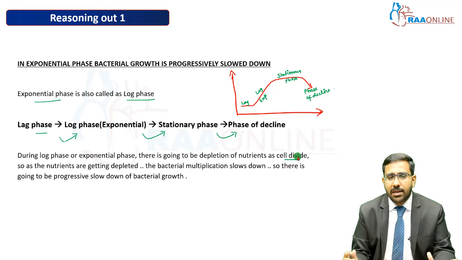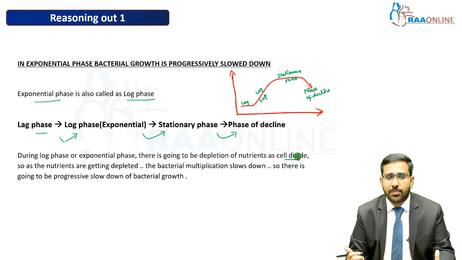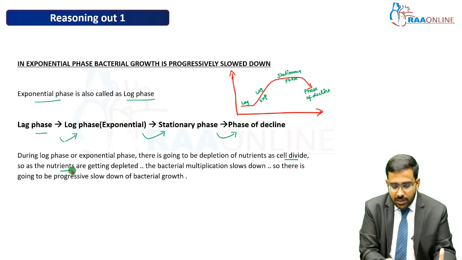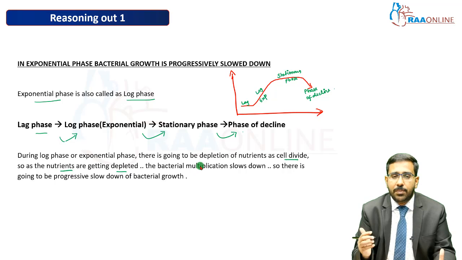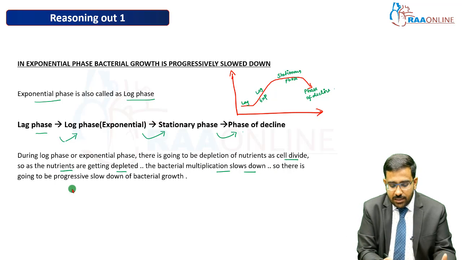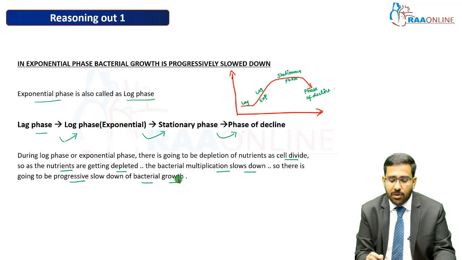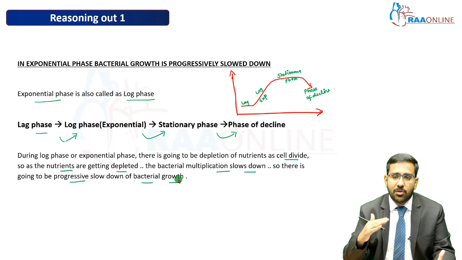If it is any agar, such as blood agar, MacConkey agar or nutrient agar, it contains nutrients, and the same is true of any broth like peptone water. When we inoculate it, the organism during the log or exponential phase grows and uses the nutrients present in that medium, causing depletion of the nutrients as the cells divide. As the nutrients get depleted, bacterial multiplication starts slowing down, and there is a progressive slowdown of the growth curve, seen from the exponential or log phase towards the stationary phase.